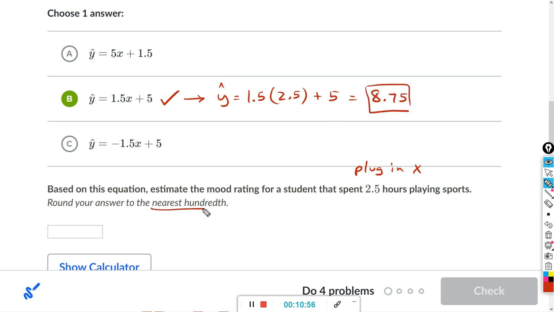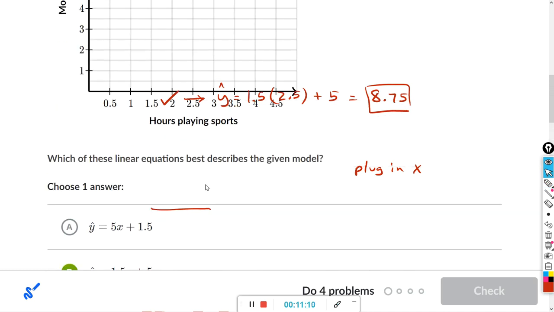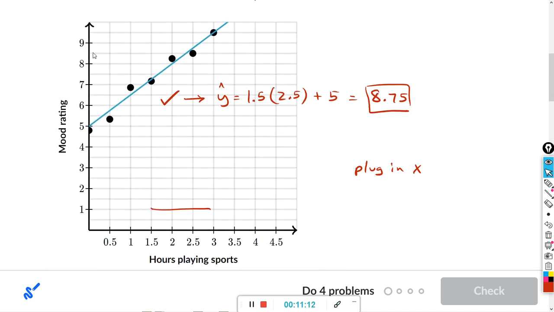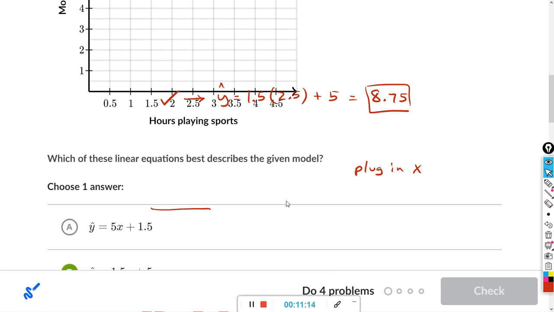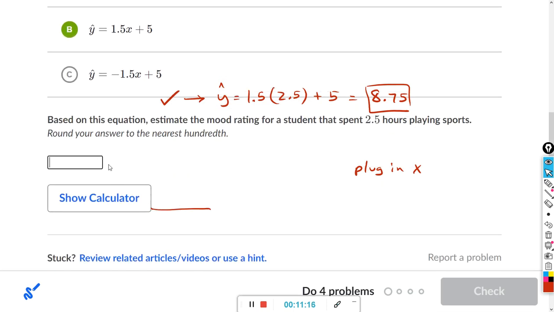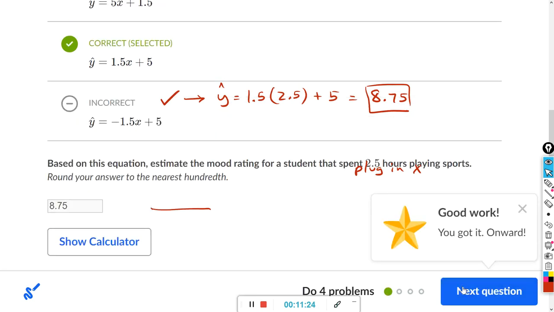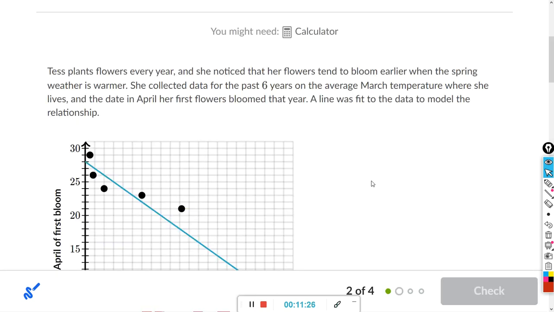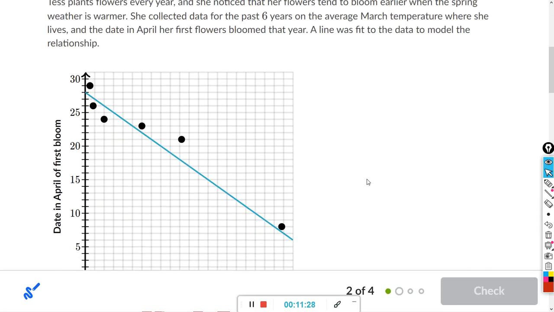Okay, they say round to the nearest hundredth. That's 2 decimals, which is exactly what we have. Make sure your answer makes sense. All right, they're saying estimate the mood rating. Okay, so 8.75. Does that make sense? Well, yeah, the mood rating would be around here, so that's fine. All right, so let's do one more here.